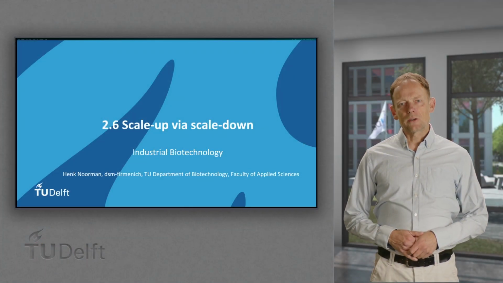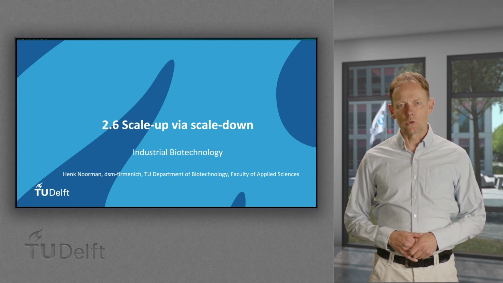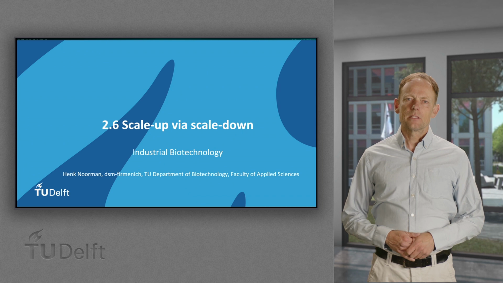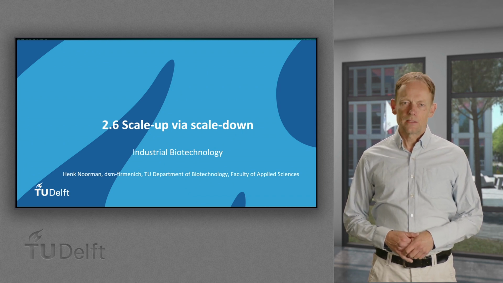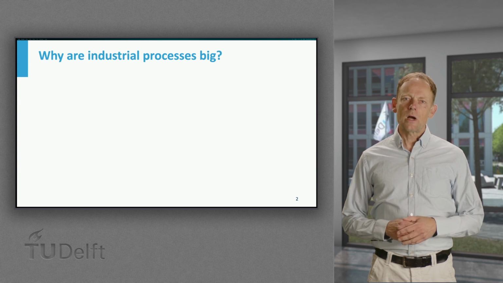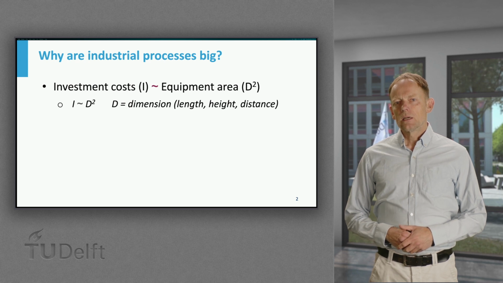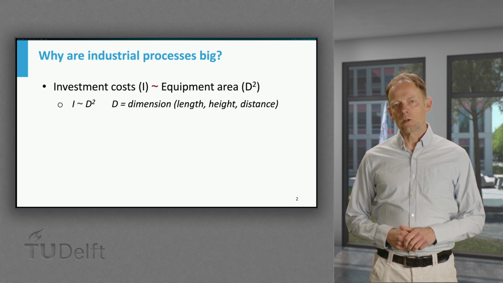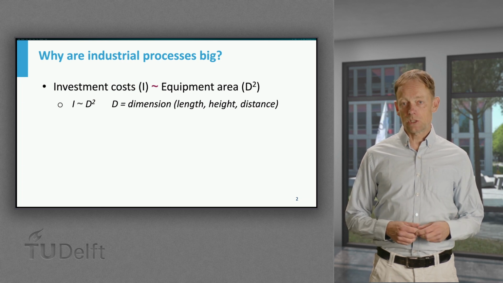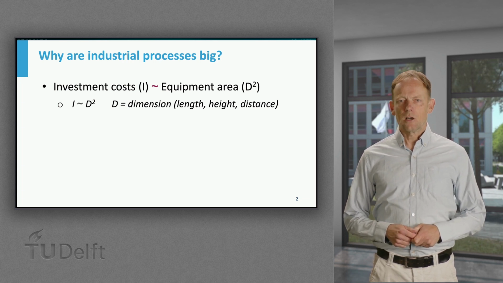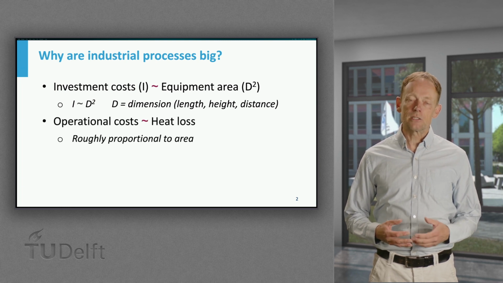In industrial biotechnology, a paramount objective is to go from research to commercialization. This requires scale-up of the process from lab to the factory. Now, why is that? Why are industrial processes big? Well, investment costs scale with equipment area. Basically, you buy equipment walls, steel or concrete. Also, operation costs often scale with heat losses, which is related to the area.